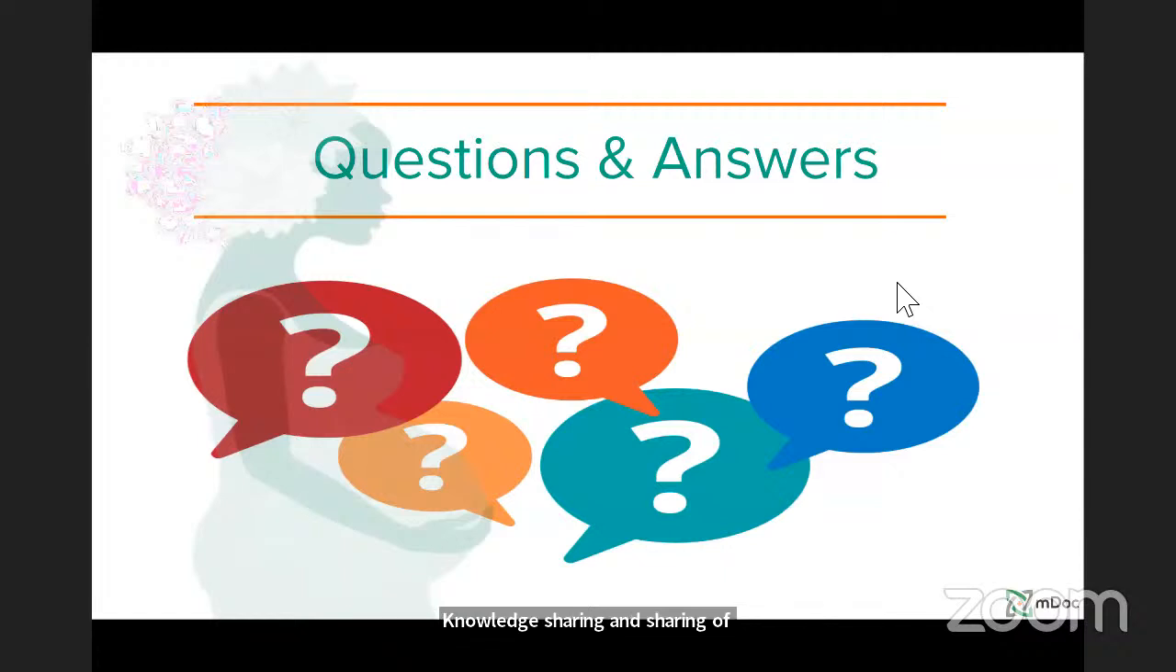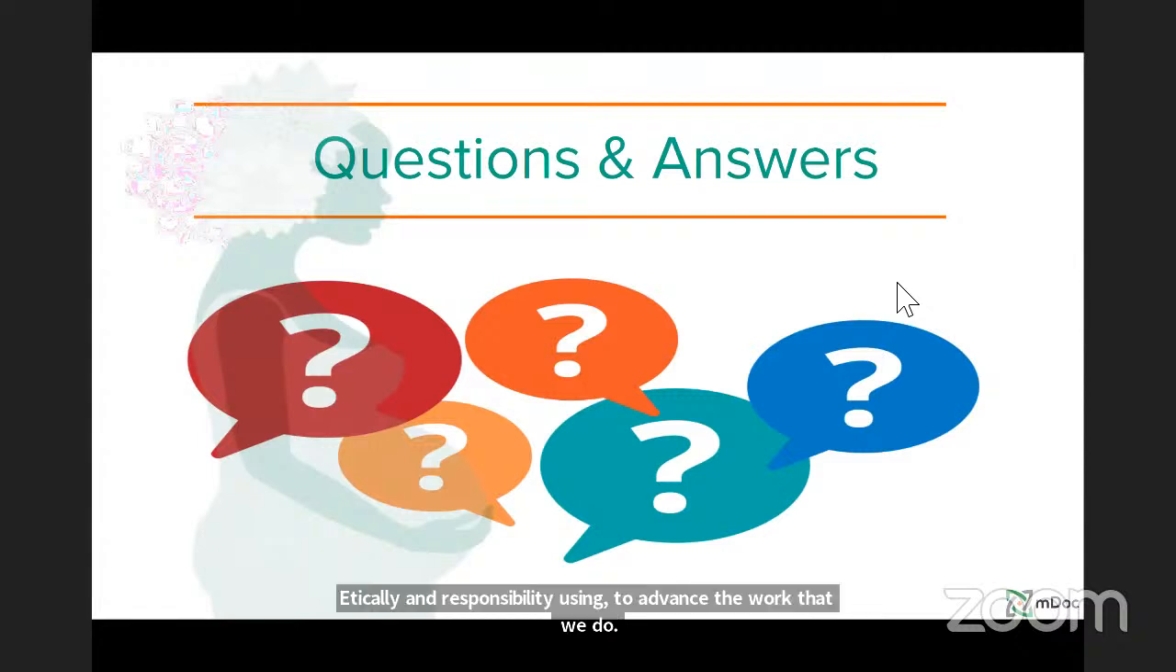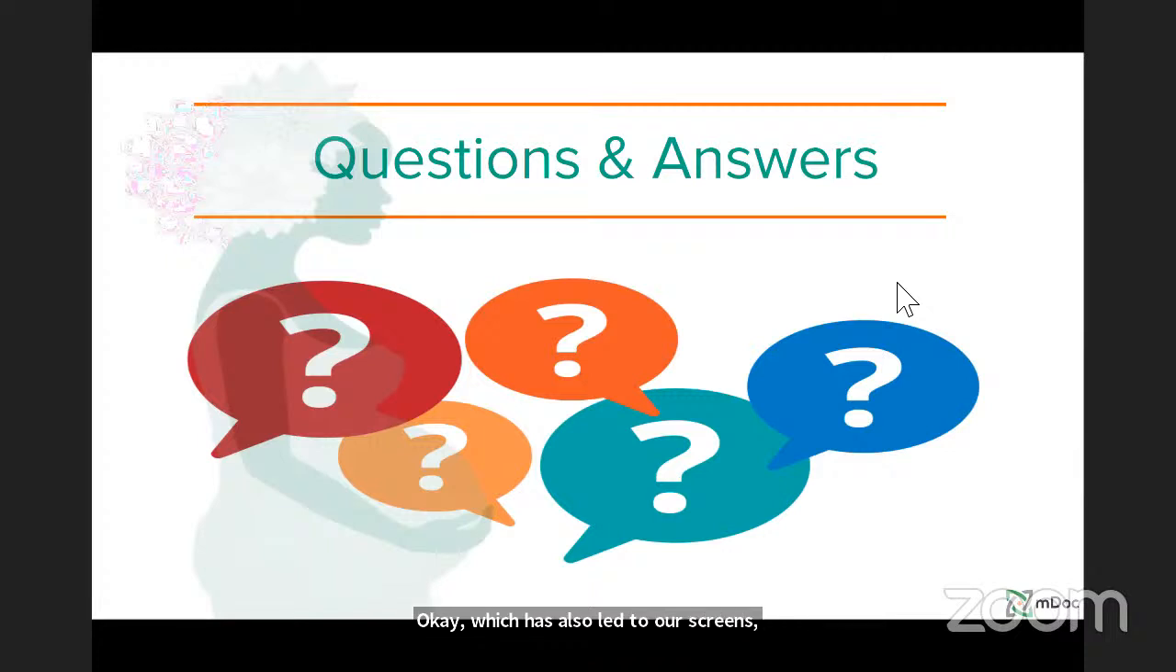And of course, we've talked about the privacy aspect of things, ensuring data privacy. Then for what mDoc is doing, we continue to lead the pace in terms of ensuring that we are ethically and responsibly using AI to advance the work that we do, which has also led to us creating a case, which in the case presentation part, we're going to just give a snapshot of what we have done so far, okay?